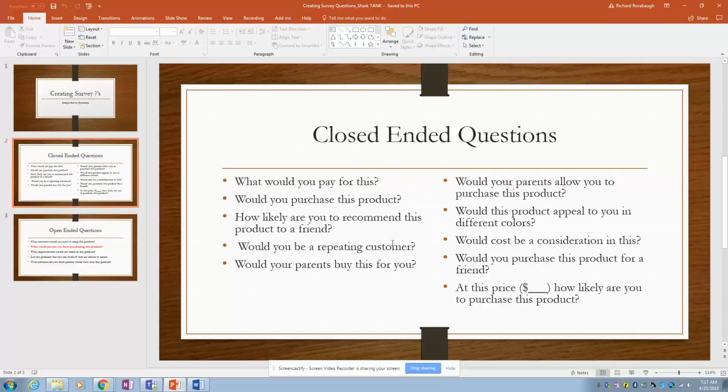So these are some sample closed-ended questions that you could use. You need to consider very carefully which ones apply most to your product. You can also come up with your own. You are not stuck to what's here.